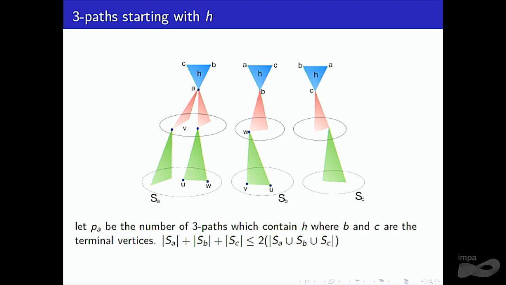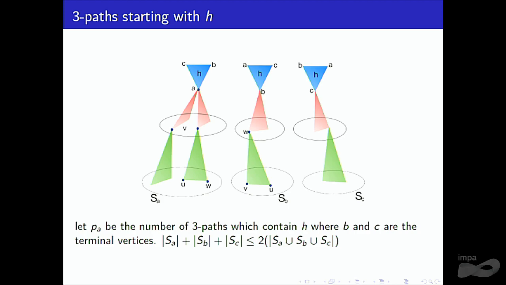This is separate from this. But let P_A be the number of 3 paths which go through A. So it's basically the same as the number of 2 paths starting from A. Let S_A, S_B, and S_C be the second neighborhood of A, the second neighborhood of B, and the second neighborhood of C. And if we apply the lemma we discussed before, the number of 2 paths starting from A is upper bounded by the number of vertices here. So S_A is at least the number of 3 paths here, S_B the number of 3 paths here, and S_C at least the number of 3 paths here.